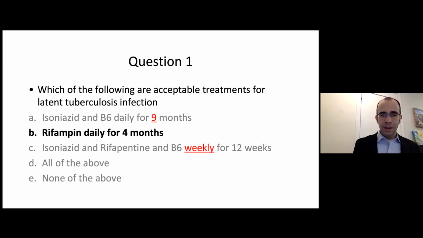And so the answer there is B, rifampin daily for 4 months. And the reasons that A and C were incorrect is because isoniazid B6 daily for 5 months is insufficient. You need to give at least 6 or 9 months. And C, isoniazid and rifapentine and B6 is given weekly for 12 weeks, not daily, so only once weekly.